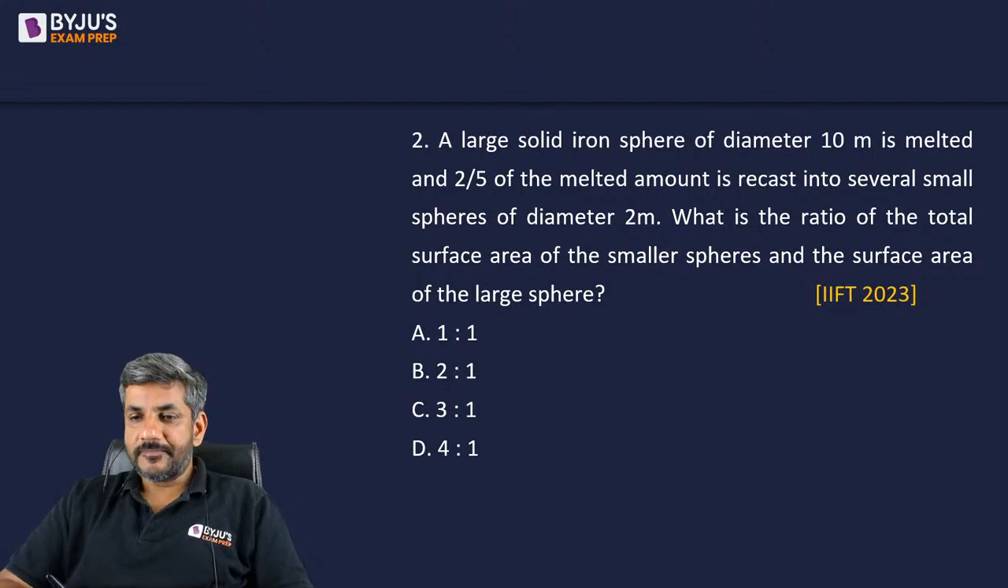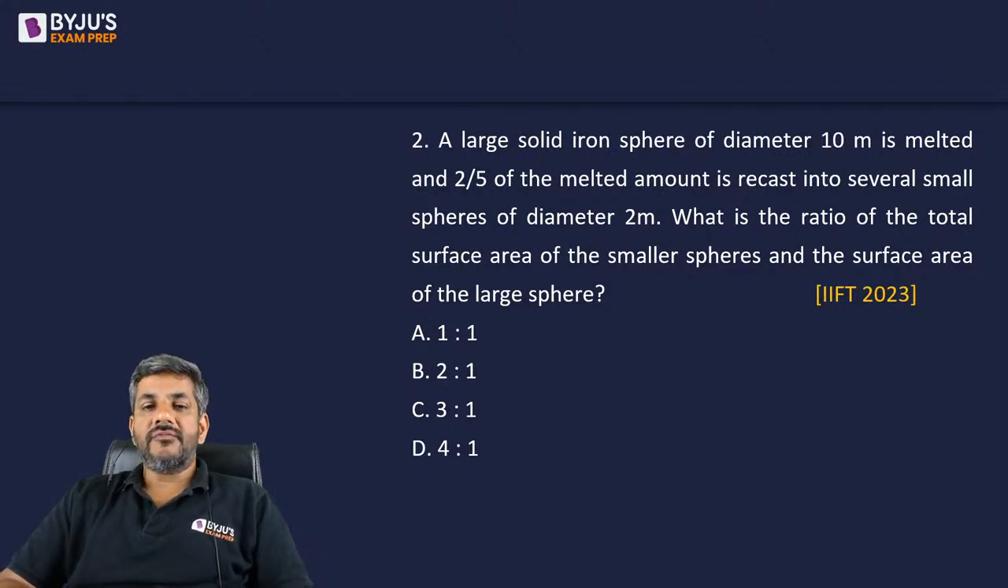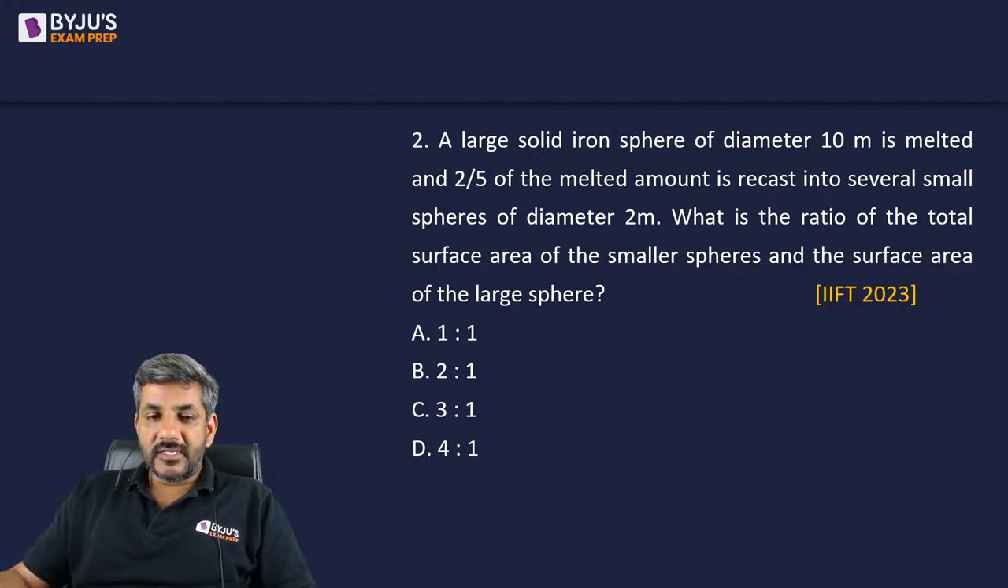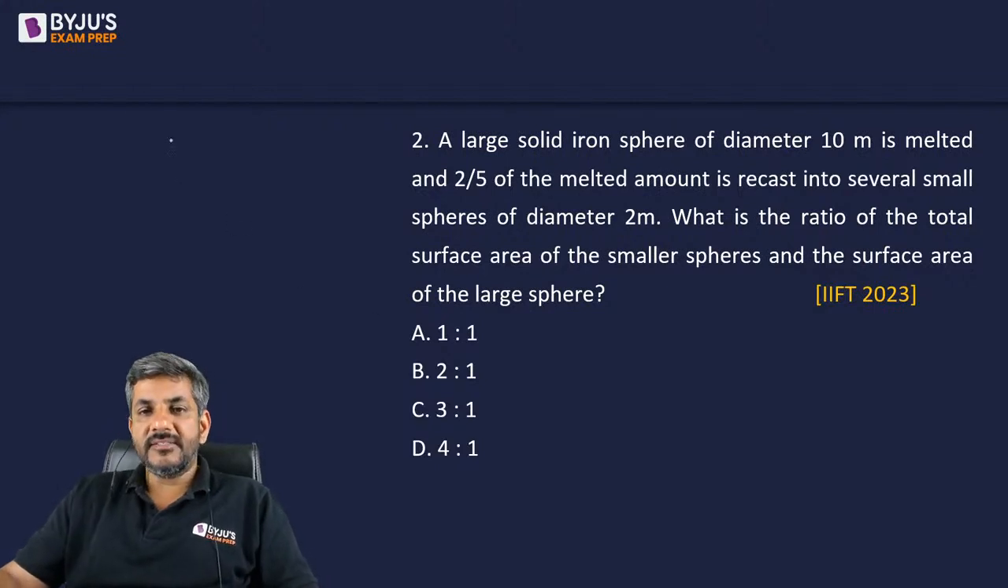चलिए, let's take them. A large solid iron sphere of diameter 10 meter is melted and 2 by 5 of the melted amount is recast into several smaller spheres of diameter 2. What is the ratio of the total surface area of the smaller spheres and the surface area of the large sphere? Krishna also has got the answer as B. Let's check what is the right answer.